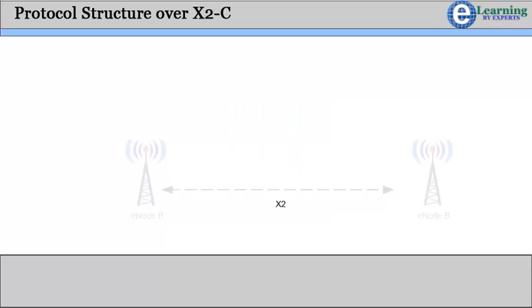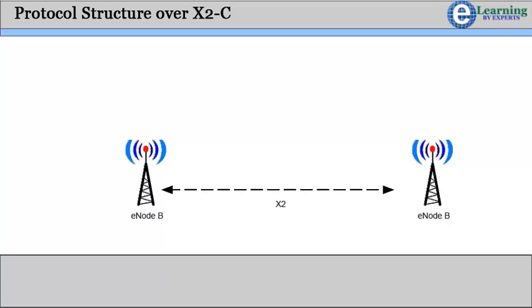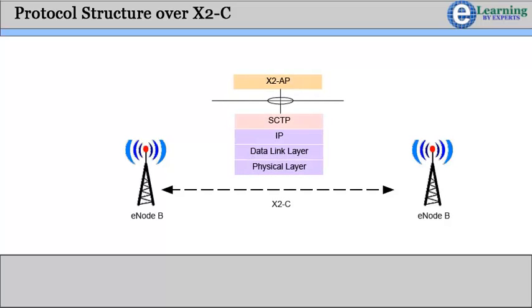The X2 interface is used to interconnect eNode Bs. Like the S1 interface, the X2 interface is also split into two interfaces, one for the control plane and the other for the user plane. The control plane protocol stack over the X2 interface is the same as that for the S1 interface, with the exception that X2AP is substituted for S1AP. This also reaffirms that the choice of the IP version and the data link layer are fully optional.